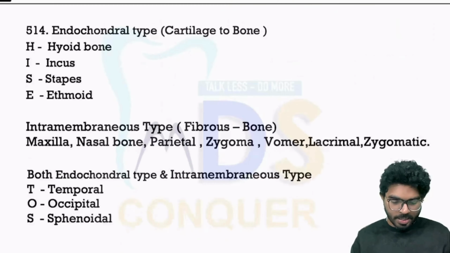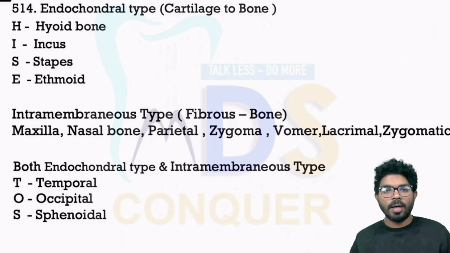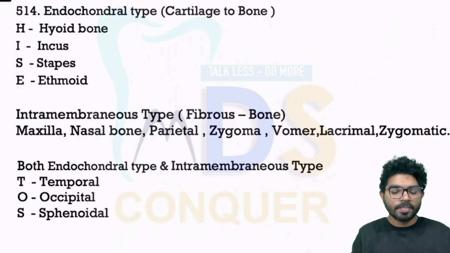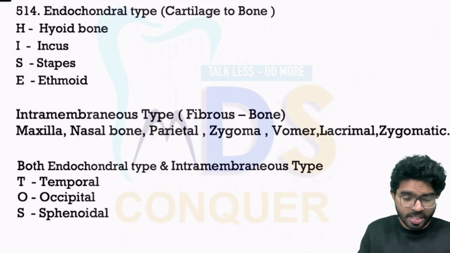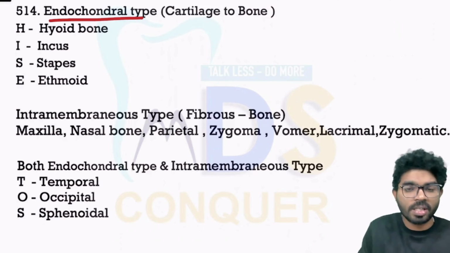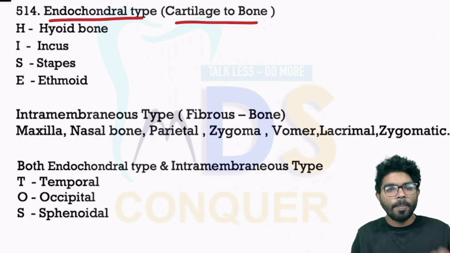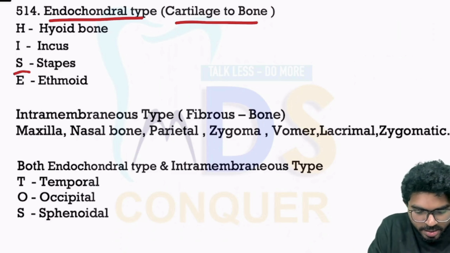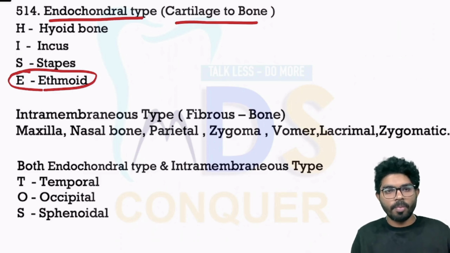Then comes the next one. These are the few lines taken from your textbook, the ortho part. I have given a few codes, so please try to follow them. Mode of ossification: the first one is endochondral ossification, in which cartilage on ossification is going to convert into bone. The most common example for this is the ethmoid bone. Most of your questions will be moving around this.